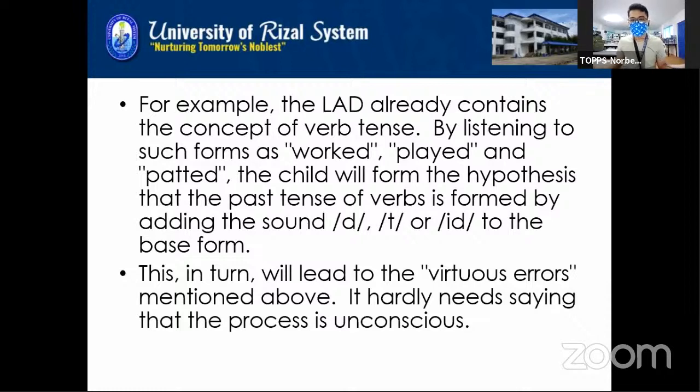For example, the language acquisition device already contains the concept of verb tense. Let's say a child has already a concept of what a verb tense is. So, by listening to such forms as worked, played, and patted, the child will form the hypothesis that the past tense of verb is formed by adding the sound of d, t, or ed, or id to the base form of the verb. This in turn will lead to the virtuous errors mentioned above. It hardly needs saying that the process is unconscious.